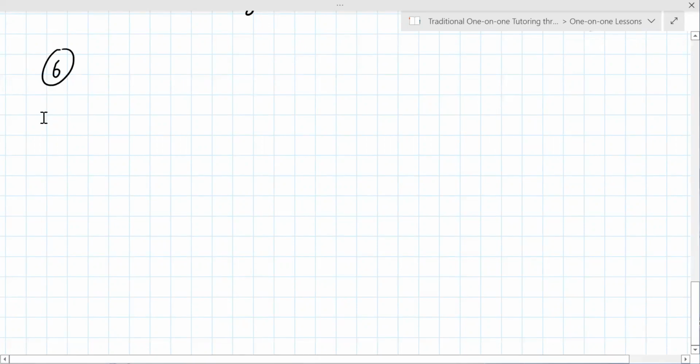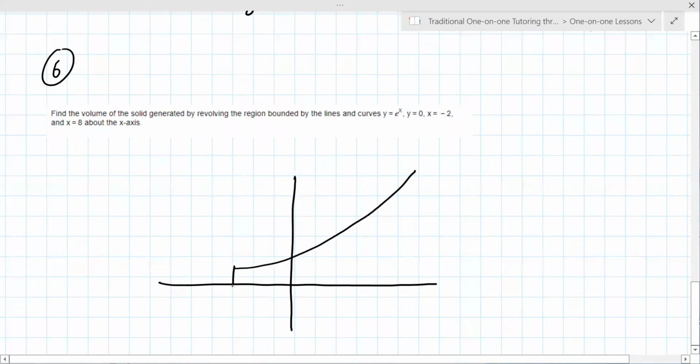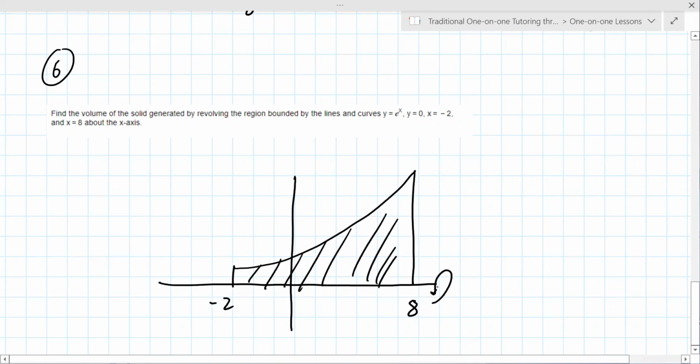So around 6. Okay, find the volume of the solid by revolving the region bounded by the lines and curves. So here's e to the x. Here's -2. It's not to scale, and there's 8. So you're revolving this region around the x-axis again.